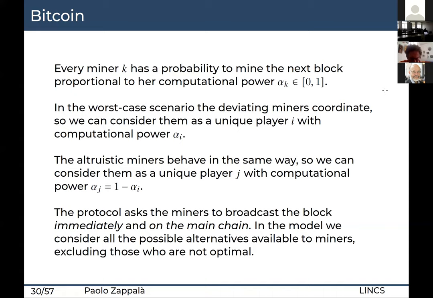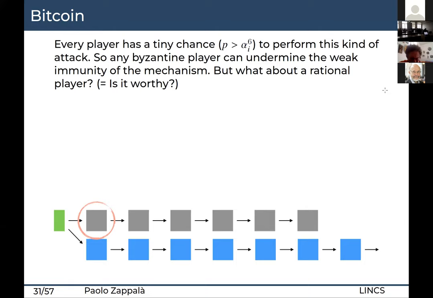So let's say that I'm very crazy. I use all the money possible to revert the transaction because I don't want to pay you the value of the car. So if I'm Byzantine, I'm using all the computational power in the world to make my chain the longest. I have a very, very tiny chance to do that, because if I have 10%, it's very rare that I get to revert this transaction. But still, there's a low probability that this is happening.